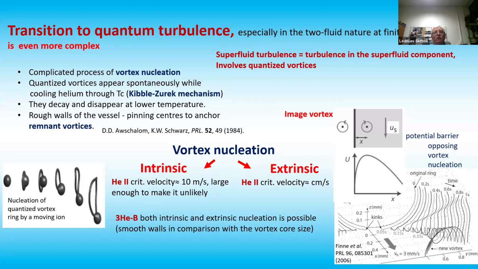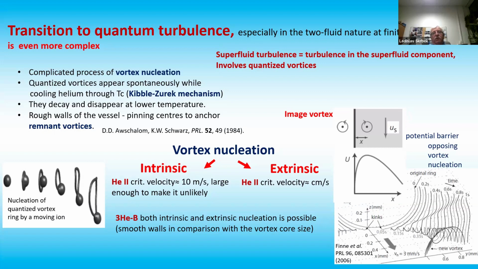But on top of that, the transition to quantum turbulence, especially in the two-fluid regime, is even more complex. Why? Because superfluid turbulence always involves quantized vortices. And the process of vortex nucleation is pretty complicated. These quantized vortices can appear spontaneously if you cool a sample of helium through Tc, using the so-called Kibble-Zurek mechanism. But if you go to lower temperature, they should disappear. They would disappear if walls were absolutely flat, but they are never flat enough, especially in the case of helium-4. So there are always nucleation sites. And actually, thanks to the famous work of Awschalom and Schwarz a long time ago, we can even estimate for certain geometries what the remnant quantized vorticity inside such a cavity or inside a sample of helium would be.